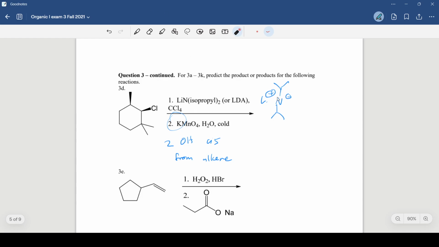And if you don't remember this base, it's actually a really good base for E2. For E2, remember, you have to have trans. There's a hydrogen here, and there are no hydrogens on this carbon because there are two methyls. So this is the only hydrogen you can use for the E2 mechanism. So we form a double bond here due to E2, and then using the second reagent, we just add two OHs cis.